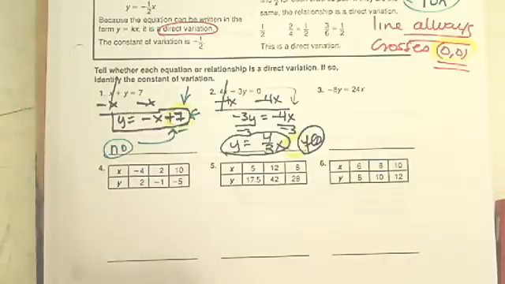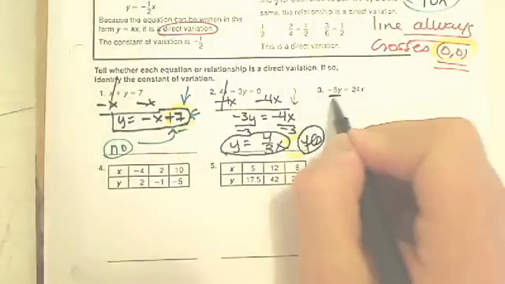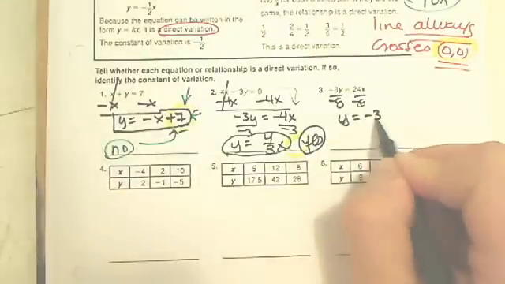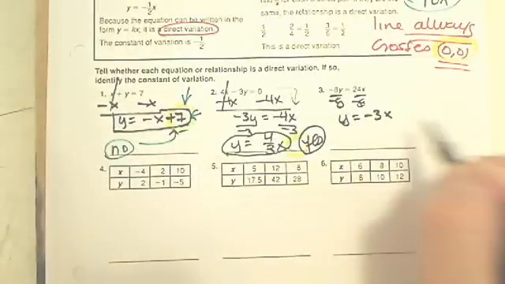Okay, look at number 3. You just divide by negative 8. This is only one step, right? Divide by negative 8. Y equals, be careful. Negative what? Negative 3x.